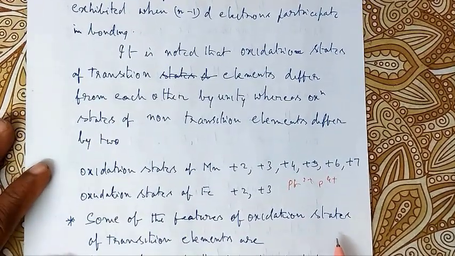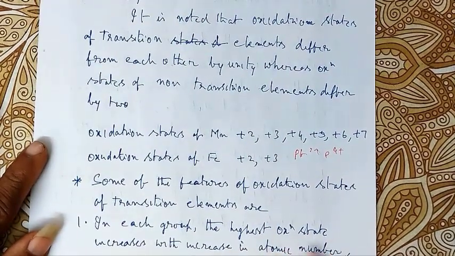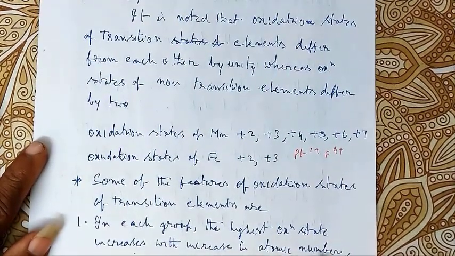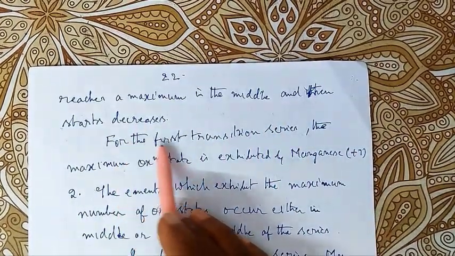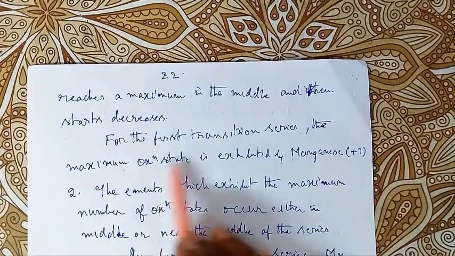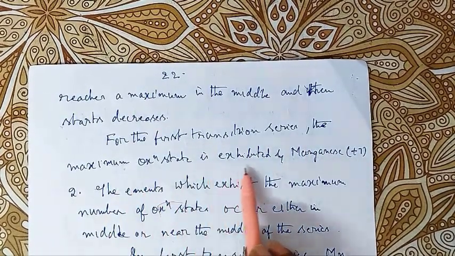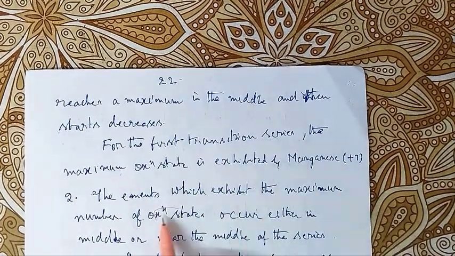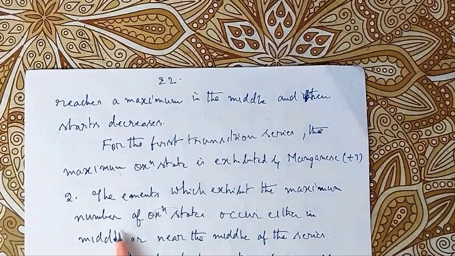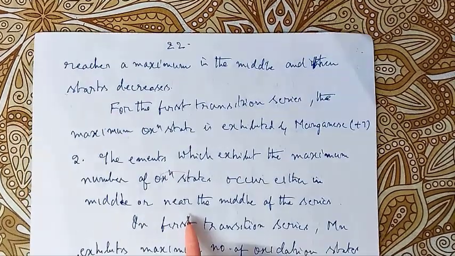Some of the features of oxidation states of transition metals. In each group, the highest oxidation state increases with increase in atomic number, reaches a maximum in the middle, and then decreases. For the first transition series, the maximum oxidation state is exhibited by manganese, that is +7 oxidation state. The elements which exhibit the maximum number of oxidation states occur either in the middle or near the middle of the series.